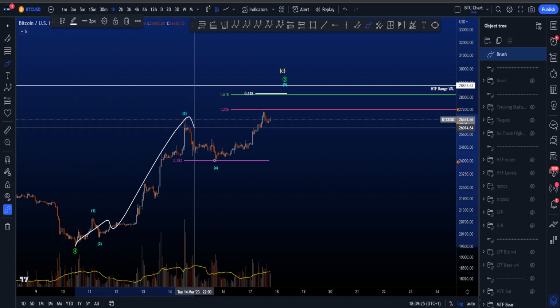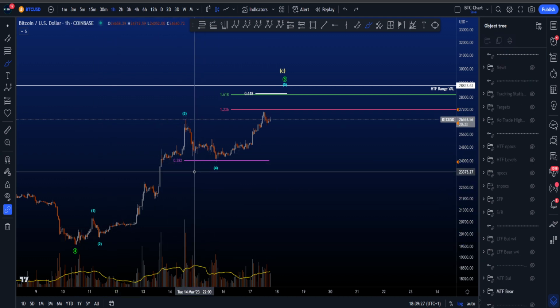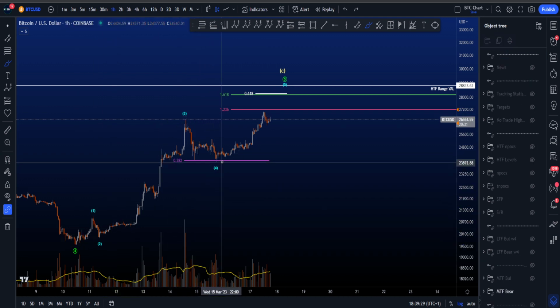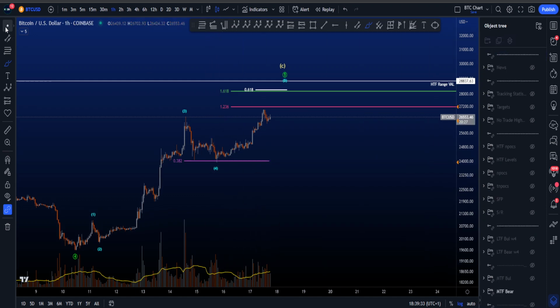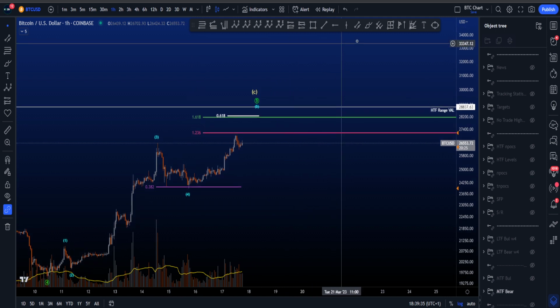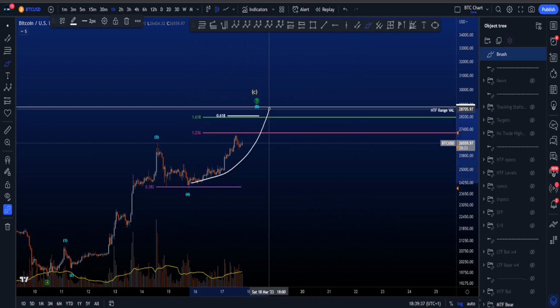So a 1, 2, 3, 4 bouncing very nicely on the 0.382, very, very well respected, and also a common target for the wave 4, looking for a wave 5 to the upside.